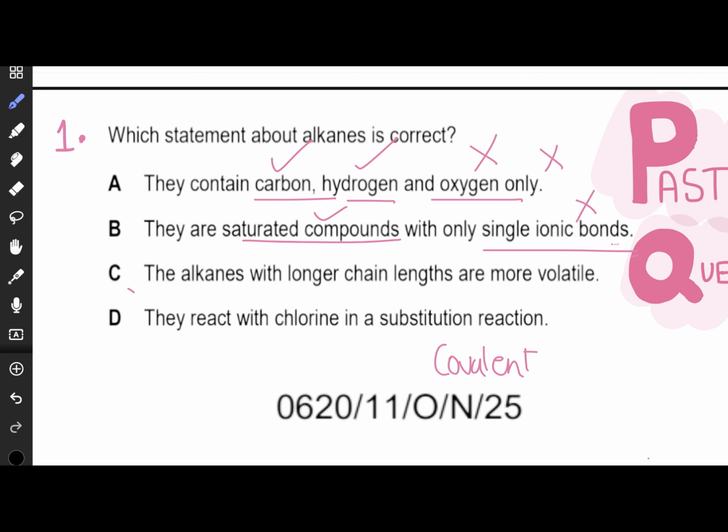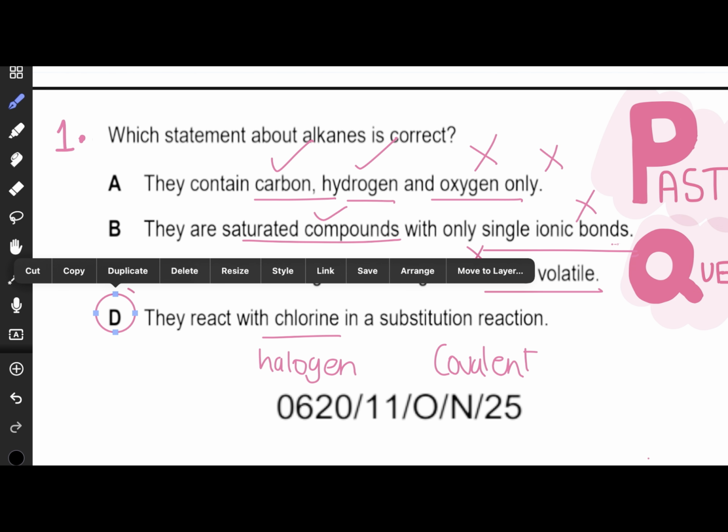Now the third option says that alkanes with longer chain lengths are more volatile. No, this is wrong because we just read above that longer chain lengths are less volatile because they do not evaporate easily. Now the last option says that they react with chlorine, which is a halogen, in a substitution reaction. Well, that is absolutely correct because whenever alkanes react with halogens, that reaction is always a substitution reaction. So we're going to encircle D.